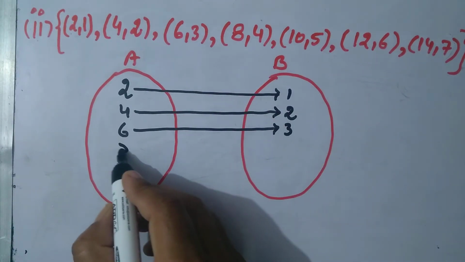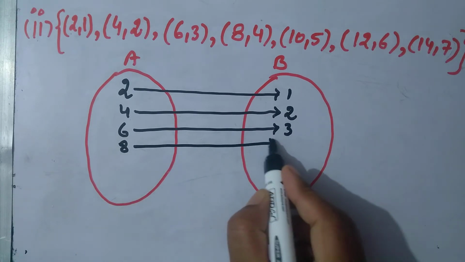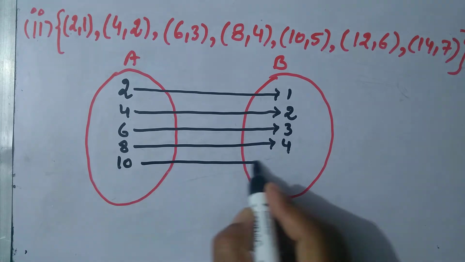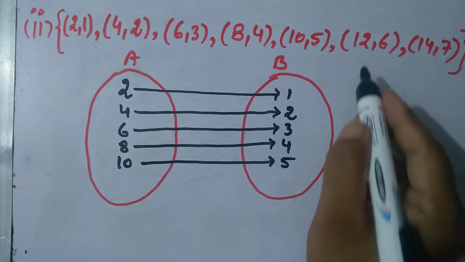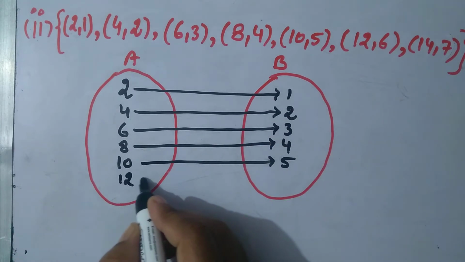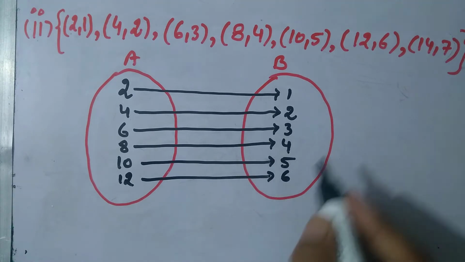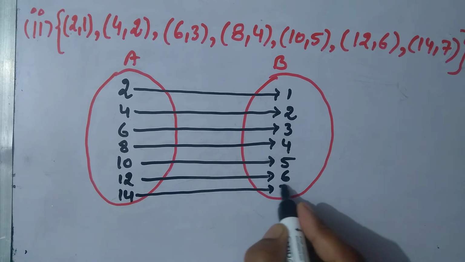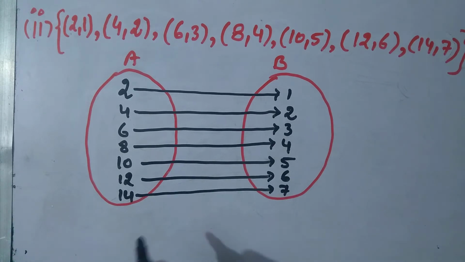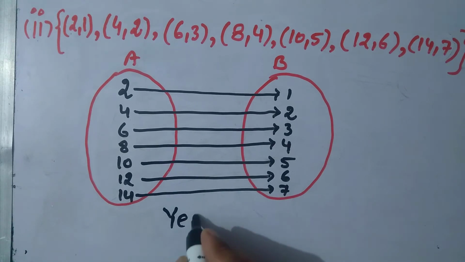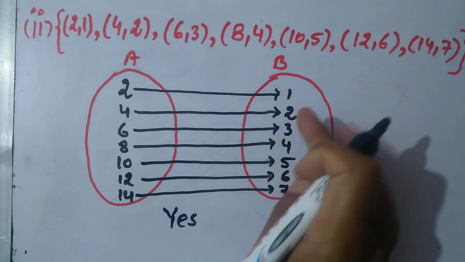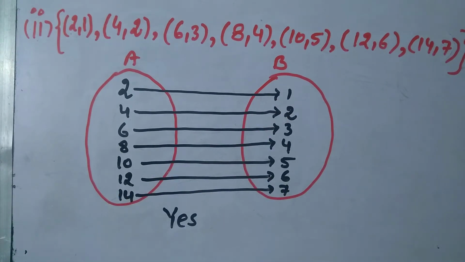8 is paired with 4, unique image. 10 with 5, 12 with 6, 14 is paired with 7. So what is the conclusion? Yes, this is also a function because each element of set A has one and only one image.